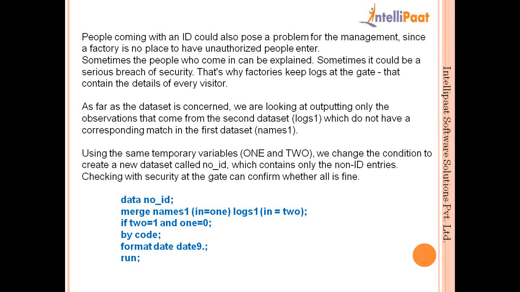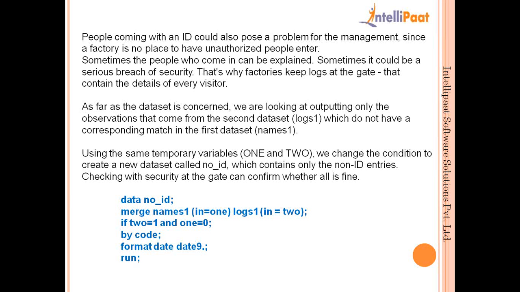Looking at the slide right now, it says that people coming without an ID could also pose a problem for management, since a factory is no place to have unauthorized people enter. Sometimes the people who come in can be explained. Sometimes it could be a serious breach of security. That's why factories keep logs at the gate that contain the details of every visitor.